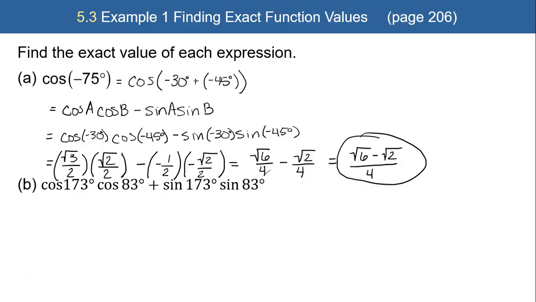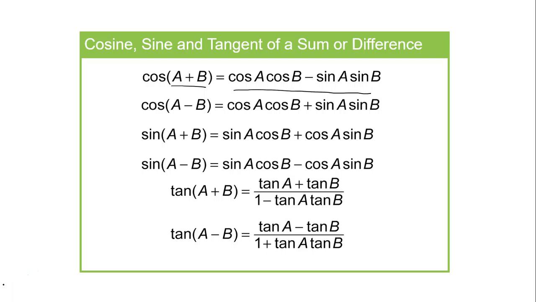All right, so let's take a look at this next one. What this next example is going to do is we're going to be using the sum or difference identities from the previous slide that I had here, but we're going to be working with it using the right side of our identity and going back to the left side of our identity.